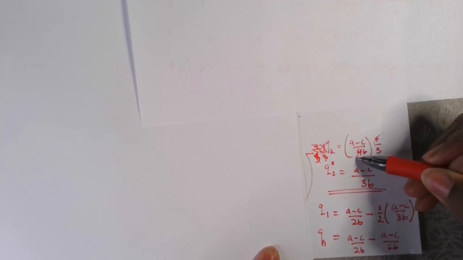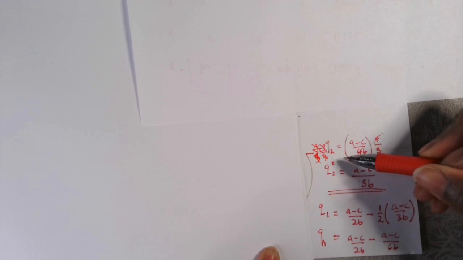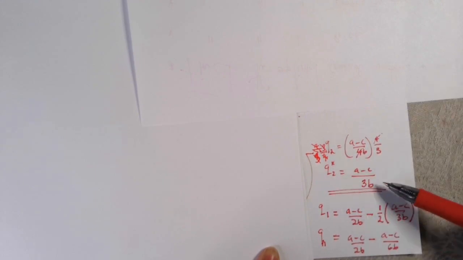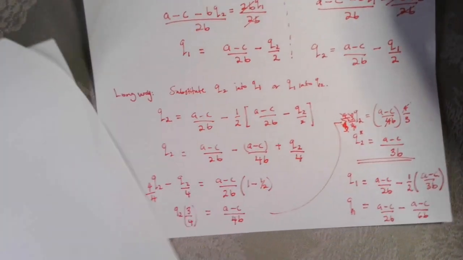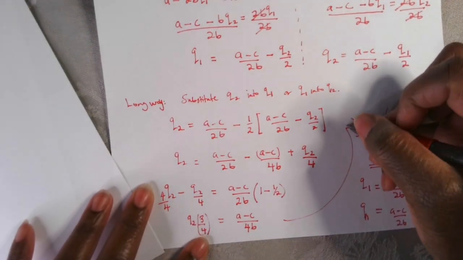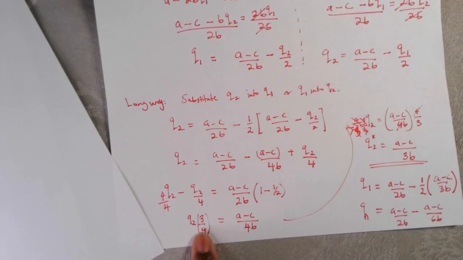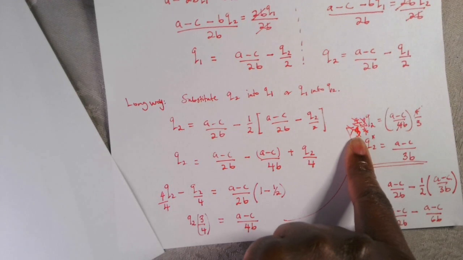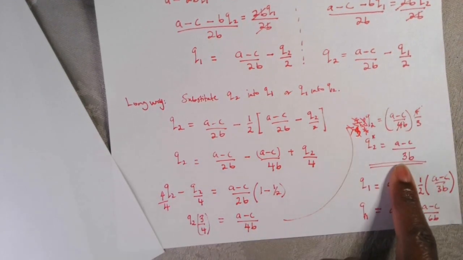The 4 canceled that denominator, and so I have q2 star equals a minus c over 3b. From here, it's better for you to see all of it together and see what I have done, right? So we moved from here to there. This is equal to that, and to get that q2 on its own, I multiply this side by 4 over 3, which is what I did there. And that's the answer for q2 star.